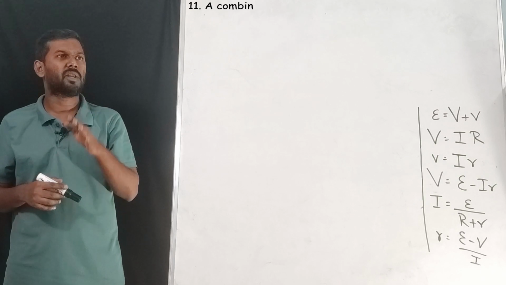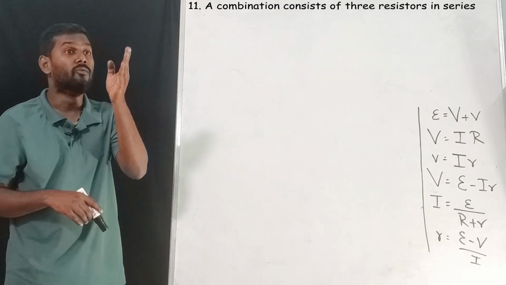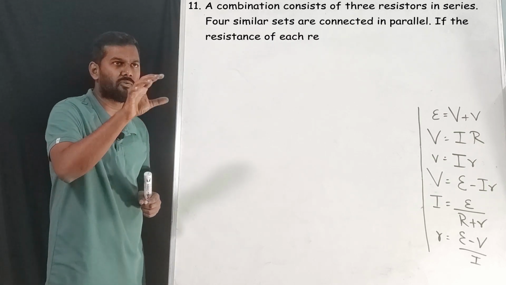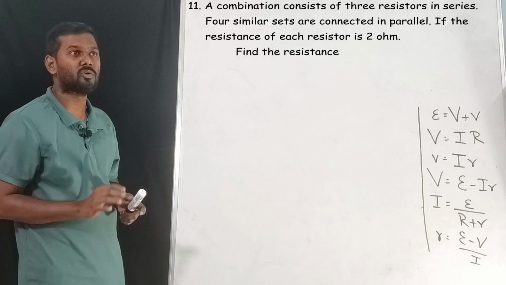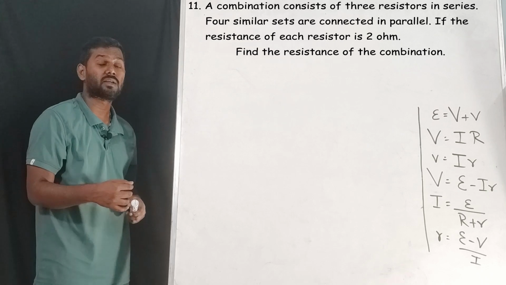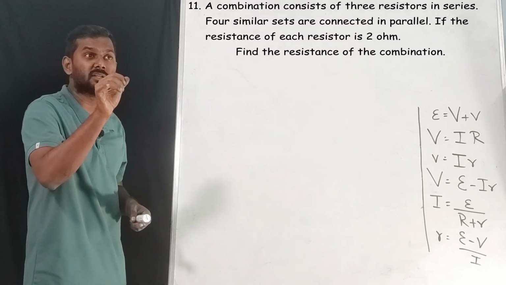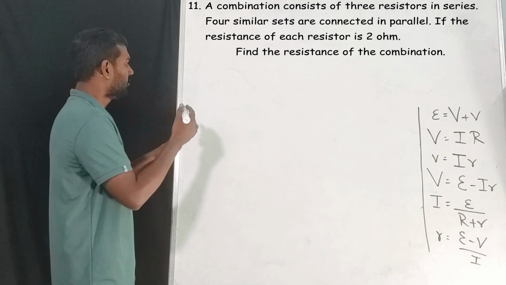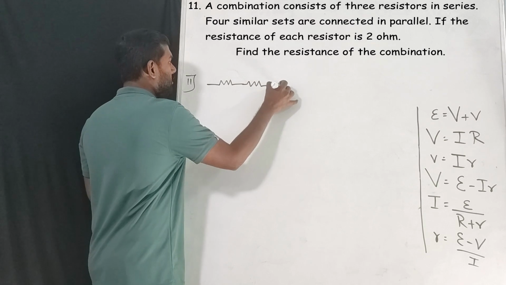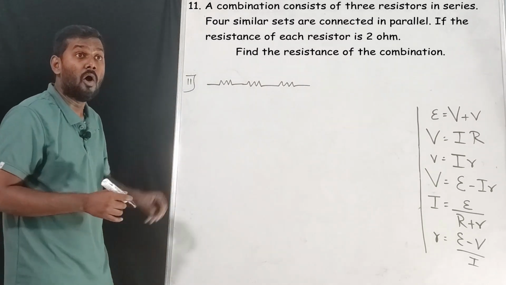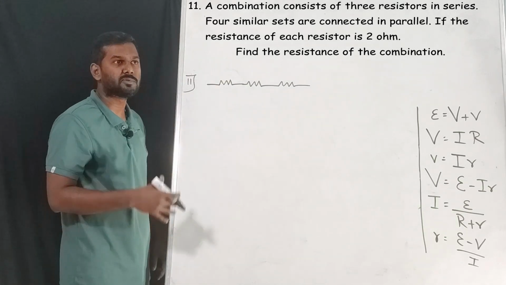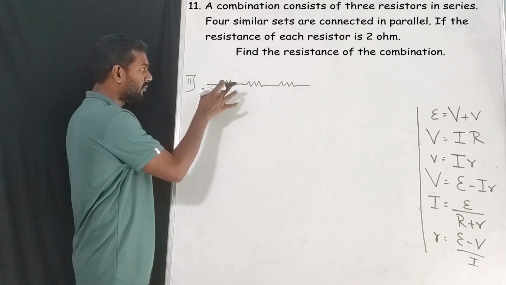Question number 11. A combination consists of 3 resistors in series. 4 similar sets are connected in parallel. Very confusing statements, correct? So first we'll understand the statement properly, then we'll go for the question. If each of the resistances is 2 ohm, find the resistance of the combination. First we need to understand the question properly. A combination consists of 3 resistors in series. So first I'll write this one: 3 resistors in series. This is the combination. 4 similar sets are connected in parallel. This is one set, so 4 similar sets. So completely there are 4 sets with this combination.